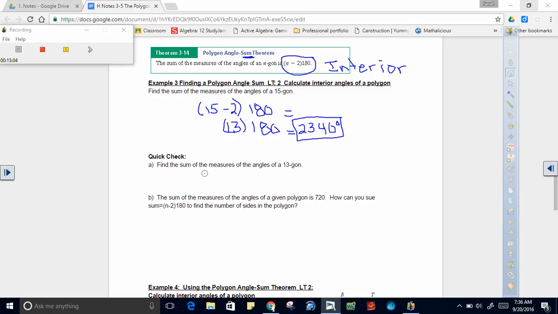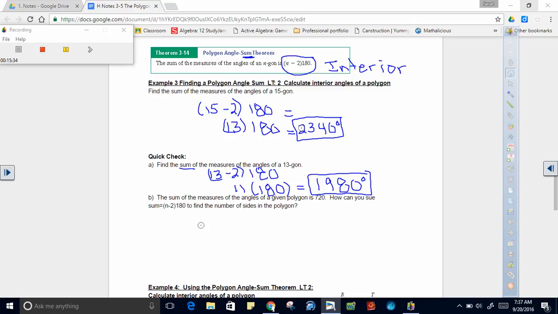Okay, so if I was going to do the 13-gon, I would follow the same steps. I would just put 13 in there. So technically I'm doing 11 times 180, because I want the sum of the interior angles. And that would get me 1,980. Again, that is the sum of all of the angles in a 13-gon added up, right? Sum is when you add.